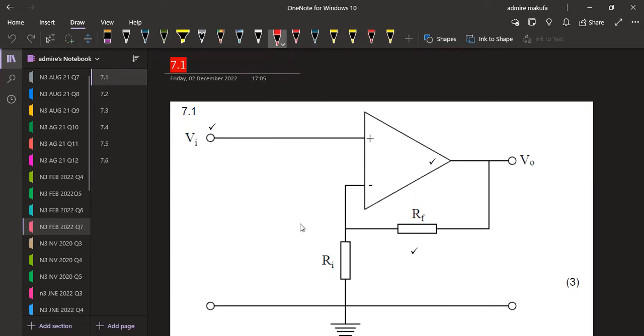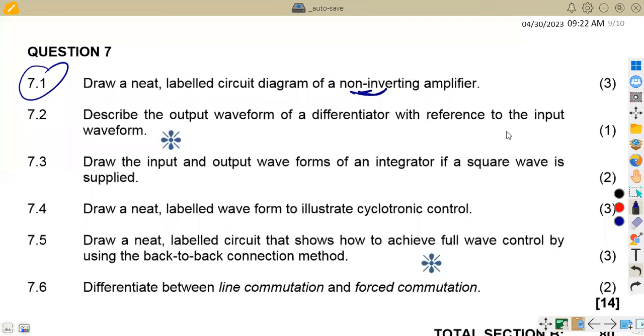This one, I do not have much to explain. You just need to know your diagrams. All of your amplifiers, you need to know them, okay? Then describe the output waveform of a differentiator with reference to the input waveform. So we are asked to describe the output waveform of a differentiator with reference to the input waveform in this case. All right.